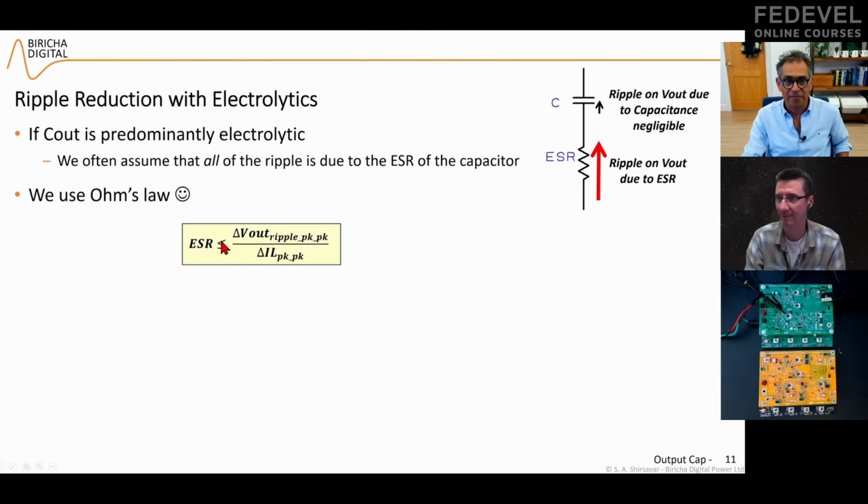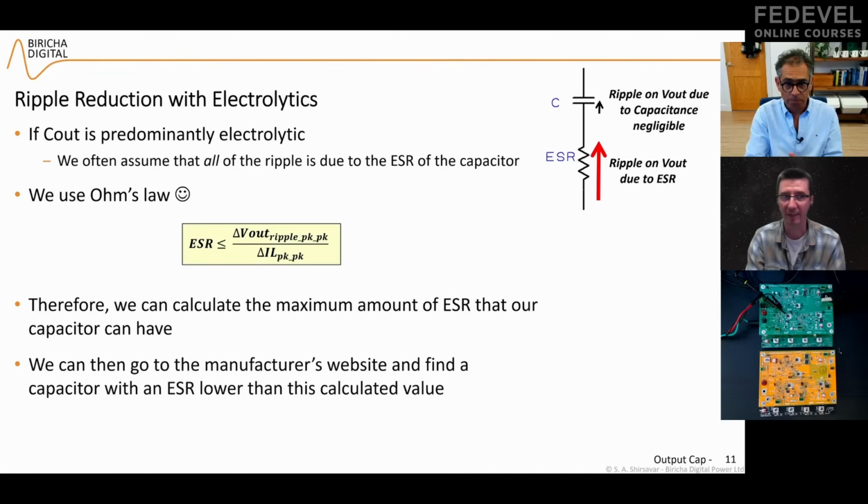This is V equals IR. This is your I, this is your R, and this is the ripple. Again, the amount of current ripple is specified. You can calculate the maximum ESR that the capacitor can have before it violates the ripple requirement. And then you go and find a capacitor with an ESR less than that.